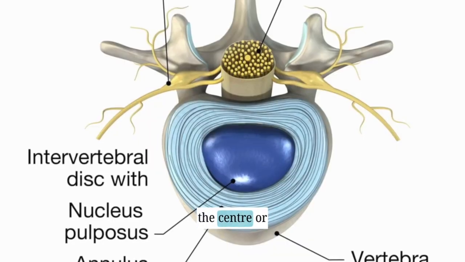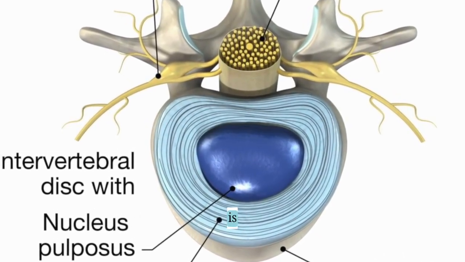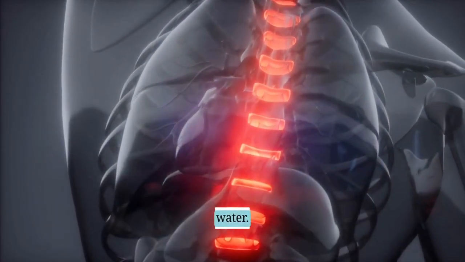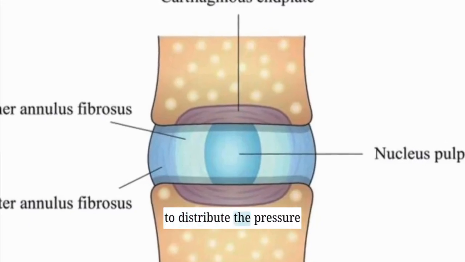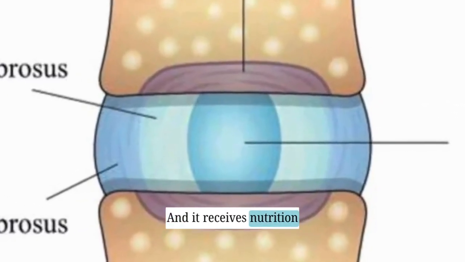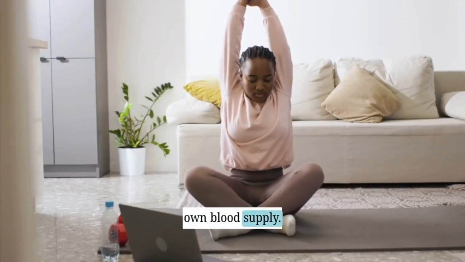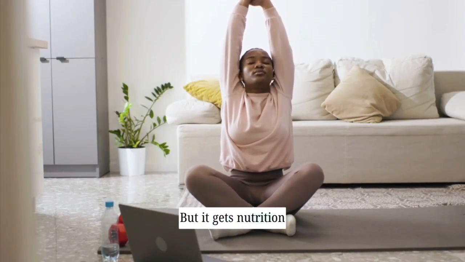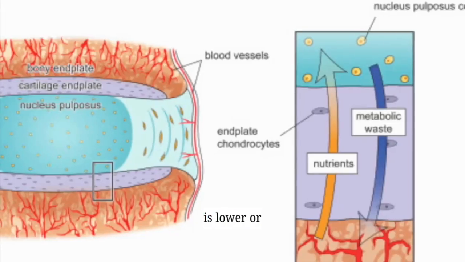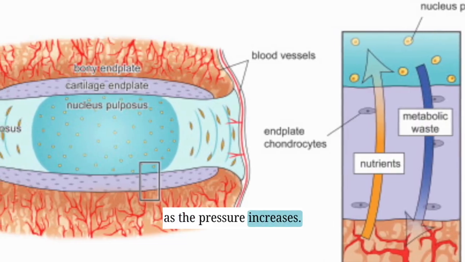Then we have the center, or the nucleus pulposus. That is the central gelatinous center, and it's rich in water. It helps to distribute the pressure evenly across the disc, and it receives nutrition through the end plate. It doesn't have its own blood supply, but it gets nutrition through the end plate. It can hydrate when the pressure is lower, or dehydrate as the pressure increases.